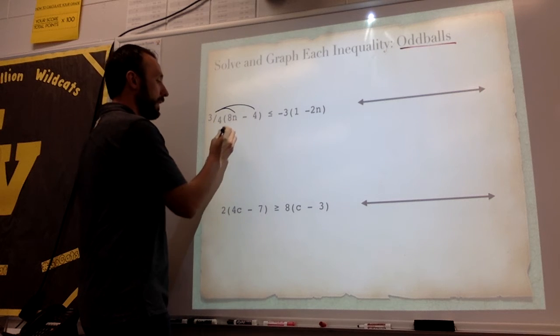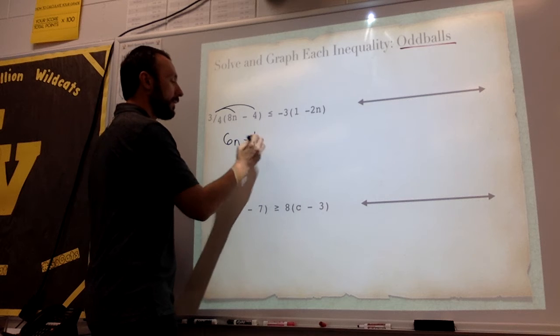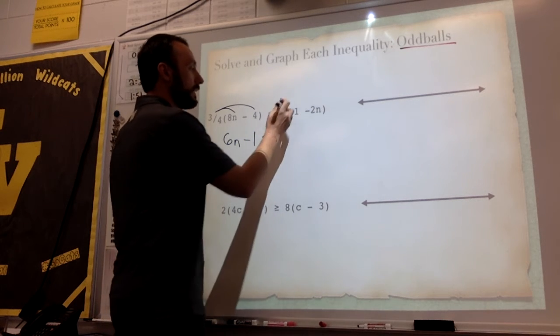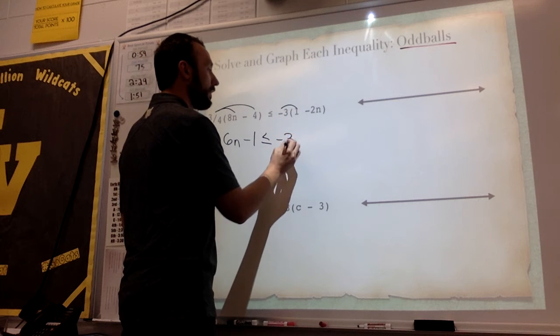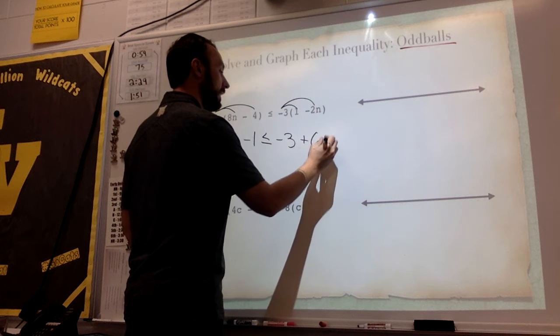3/4 of 8n would be 6n. 3/4 of a negative 4 would be a negative 1. So I'm left with 6n minus 1 is less than or equal to, well, negative 3 times 1 would be negative 3. And negative 3 times a negative 2n would be a positive 6n.